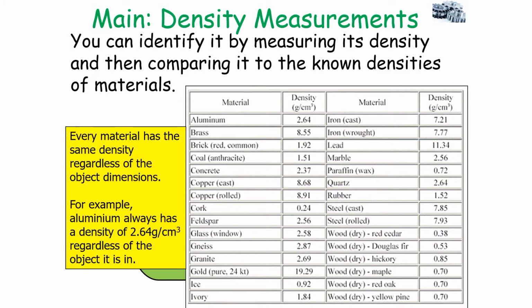So for example, every material has the same density regardless of object dimensions, so aluminium always has a density of 2.64 grams per centimetre cubed regardless of the shape the object is in.